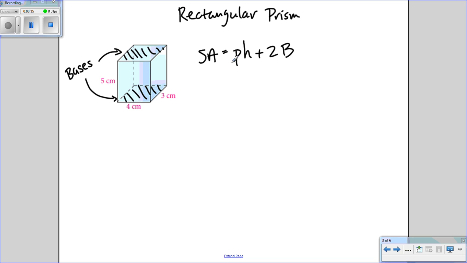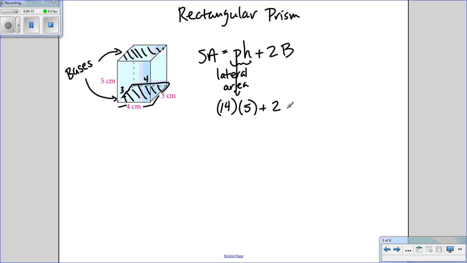Perimeter times the height is what they call the lateral area. That's the area around the lateral faces, not including the bases. When you add the two bases in, you have the total surface area. So let's talk about the perimeter. The perimeter is the distance around the edge of that base down there. So that's 4 plus 3 plus 4 plus 3, and that is 14. The height is the distance between the bases, and that's 5.